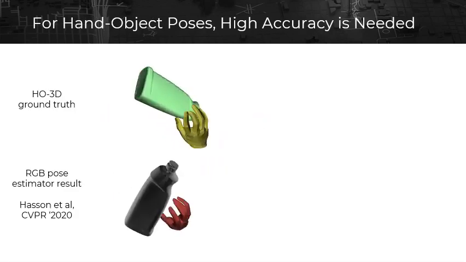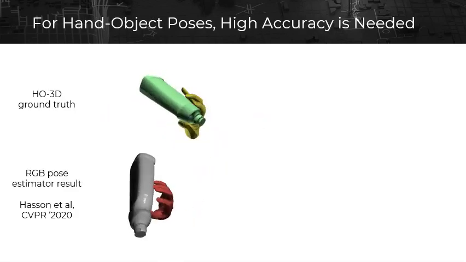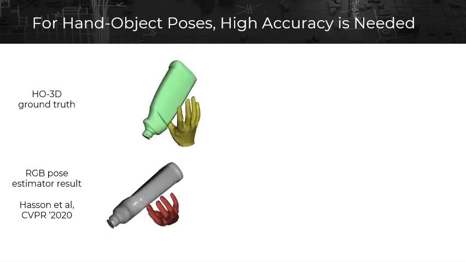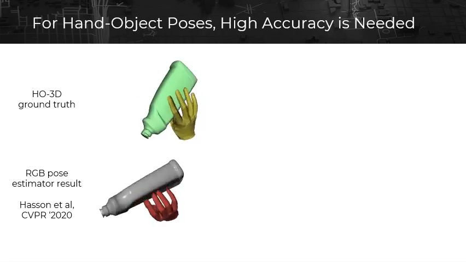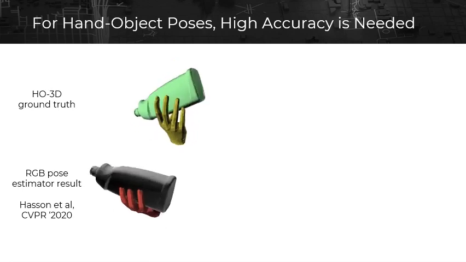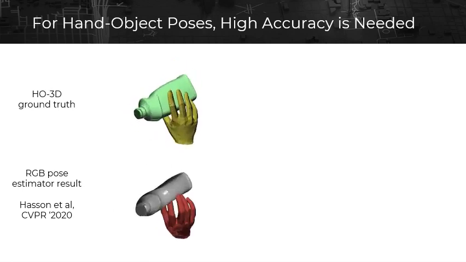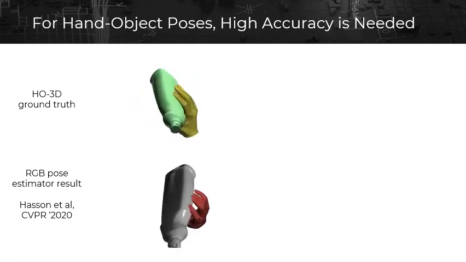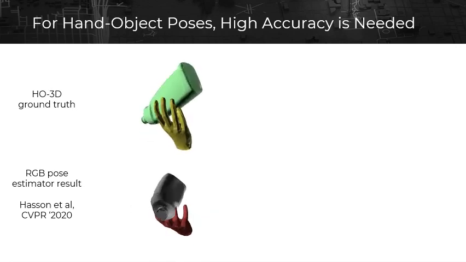This example demonstrates how hard the task is. On the top is the ground truth from the HO3D dataset, and on the bottom is the result of a recent RGB pose estimator. The grasp is not physically plausible, with both large gaps and interpenetrations between the hand and object.